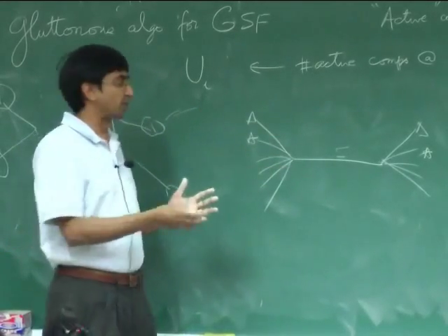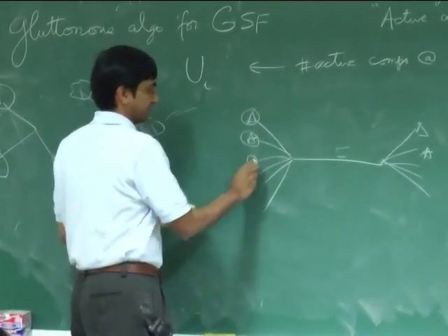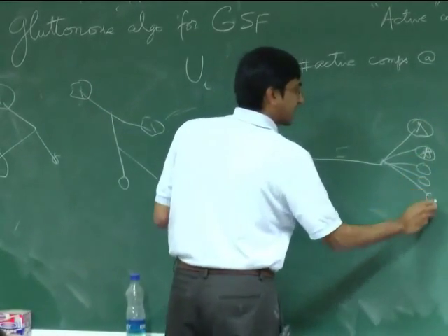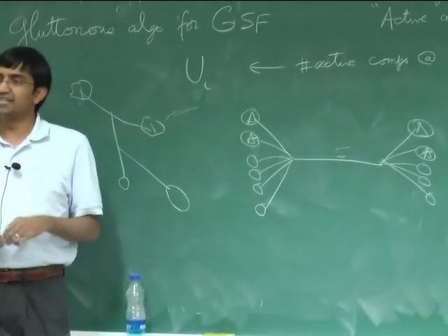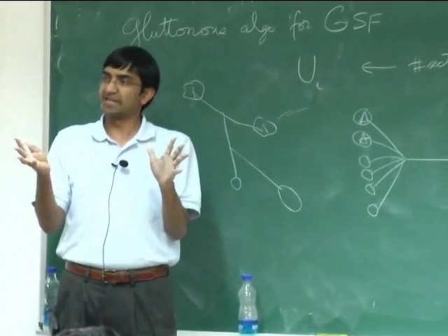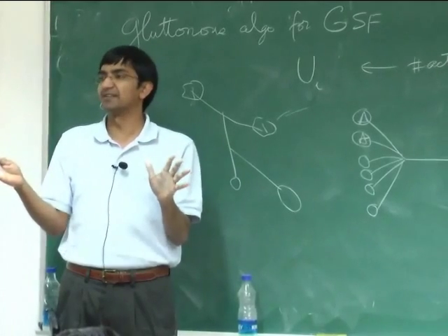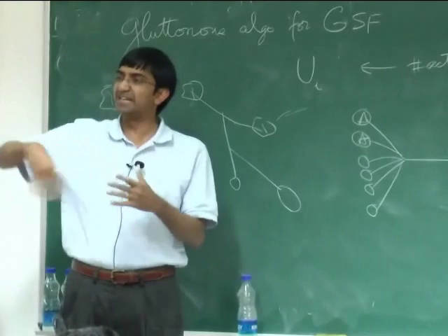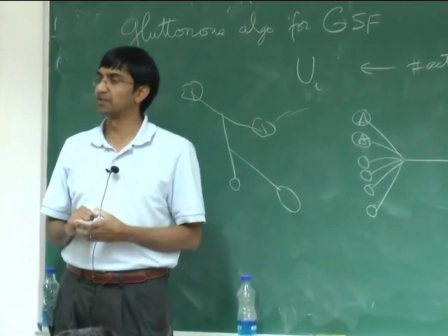Who are the active components here? These guys, right? These are the active components. They have not found their mate yet. How will I decompose this tree into parts, right, which are disjoint from each other, and together basically connect up every active component with some other active component?